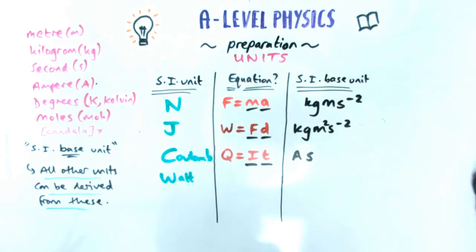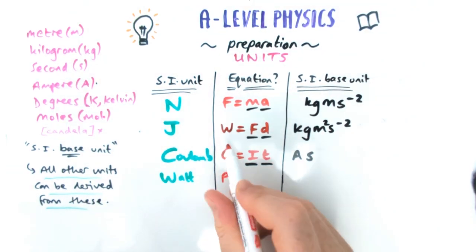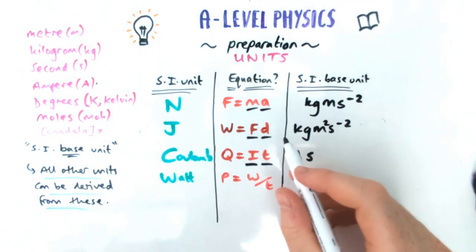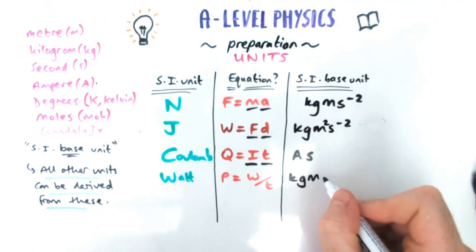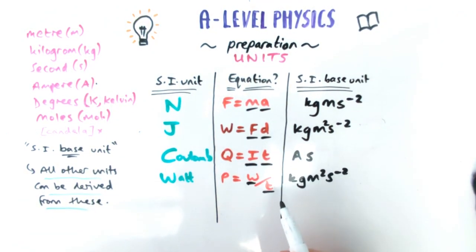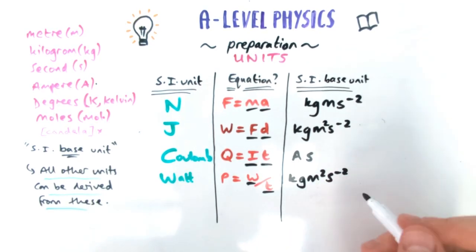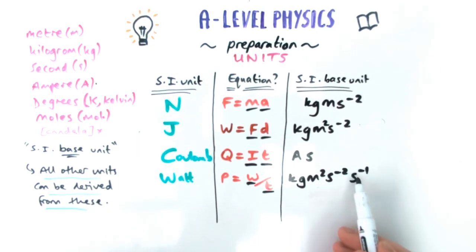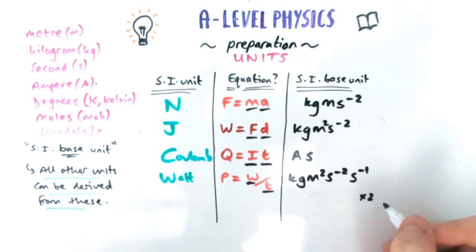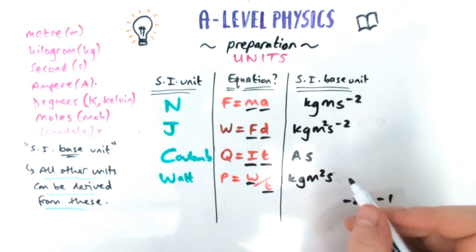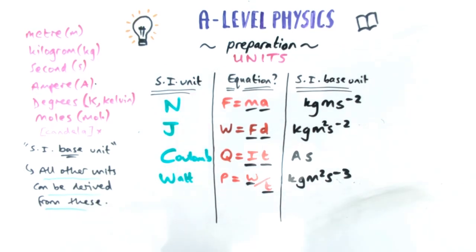Next one let's have a look at is the watt. So watt is the unit of power. Now watt is equal to work done divided by time. Now work done is measured in joules. So I've already got that from the previous question, so I'm just copying that in. It's divided by time, so I divide by seconds. Now instead of writing it like this, I'm going to write s to the power minus 1 because it's easy to figure out how to simplify it. Because if I've got s to the power minus 2 times s to the power minus 1, I add the indices, which means I get s to the power minus 3.